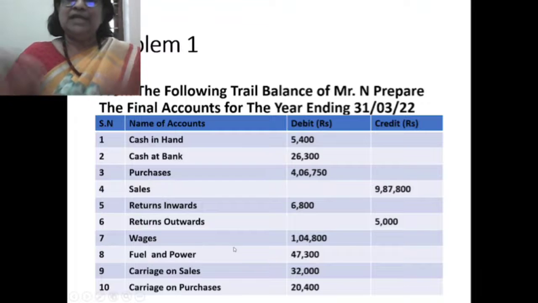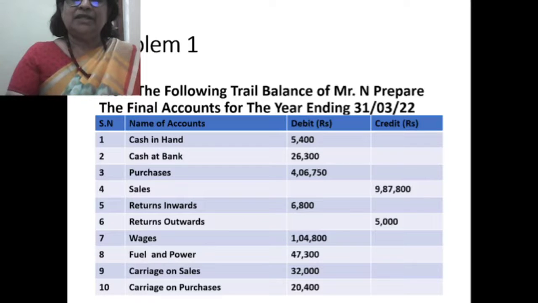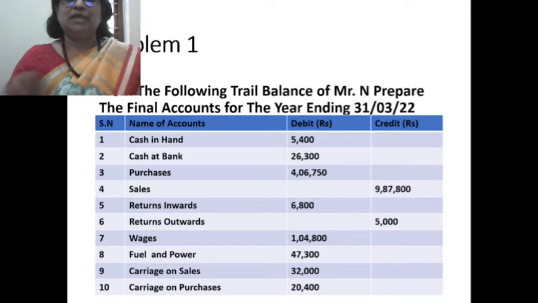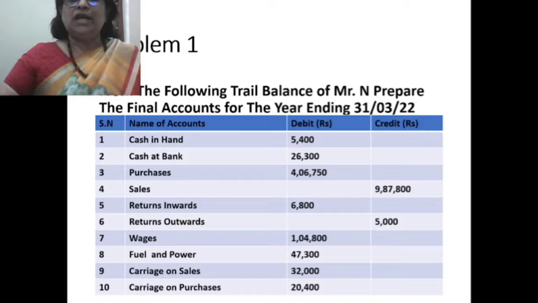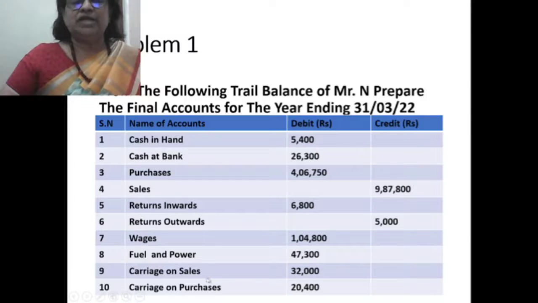I told you sales is a credit balance. If you want to enter the returns, it will be a debit balance. Purchases is a debit balance. If you want to return, it will be a credit balance. Please remember that. Wages 1,04,800. Fuel and power 47,300. Carriage on sales 32,000.